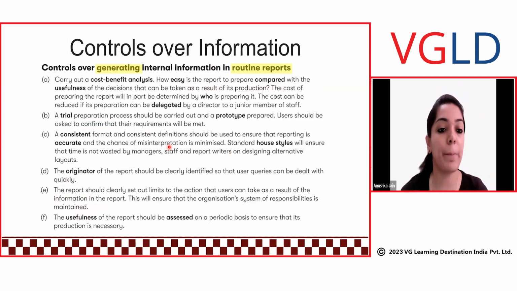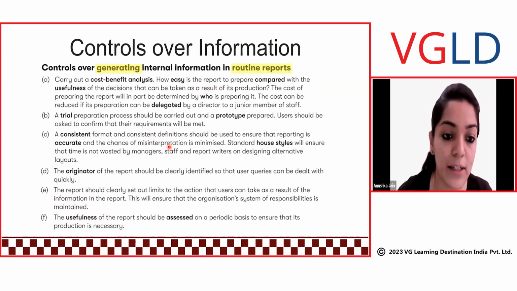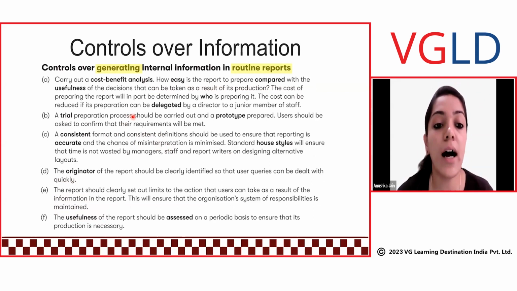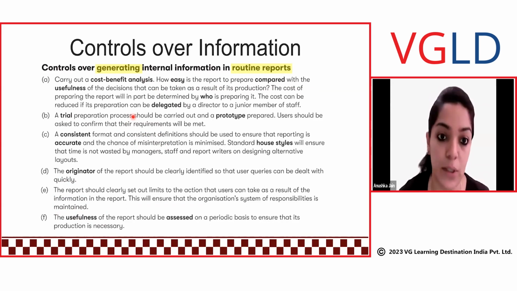Now let's start off with a new topic, and that is how do we establish controls over information? So what do we understand by control? What are the things you should ensure about the information that we are generating in a company? It should be suitable, it is feasible, there is no duplicacy, there is consistency. All of these important factors are to be ensured when we are generating information.